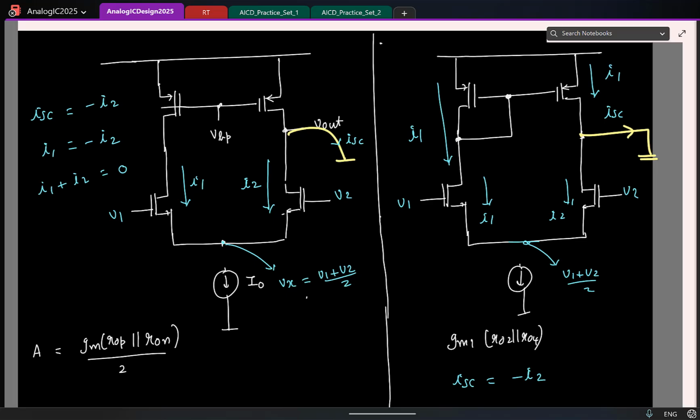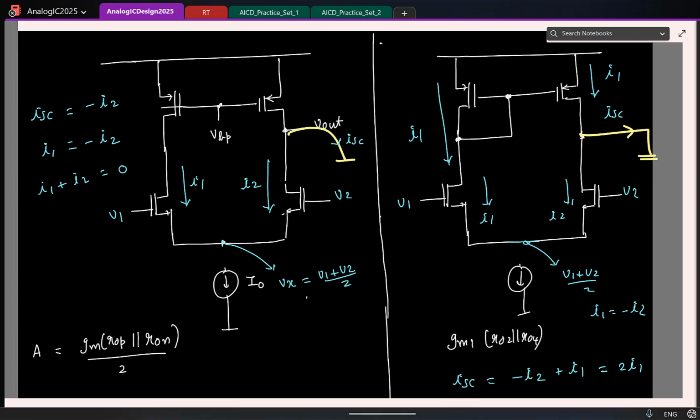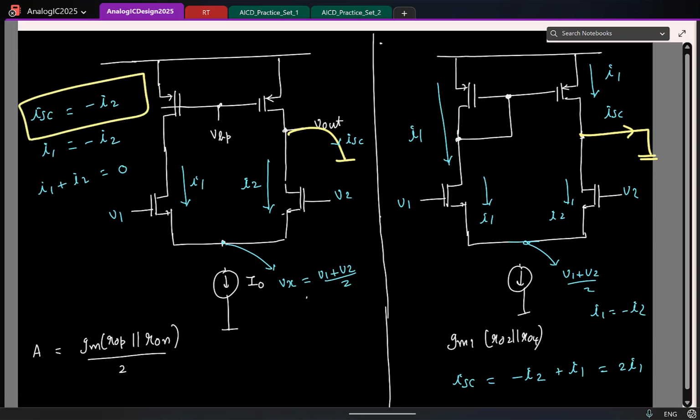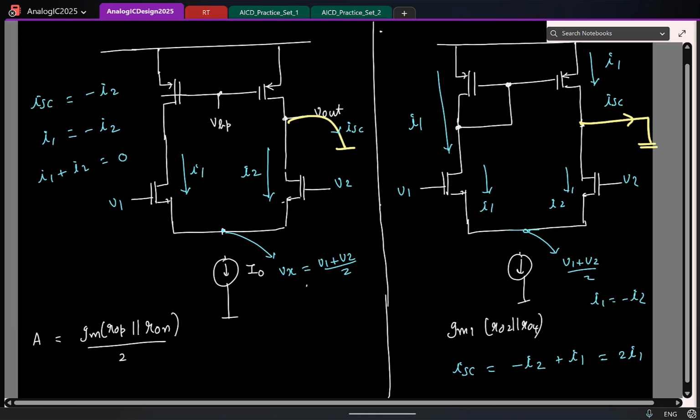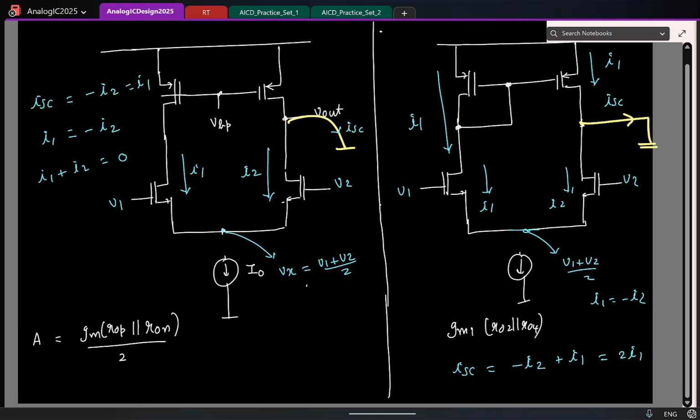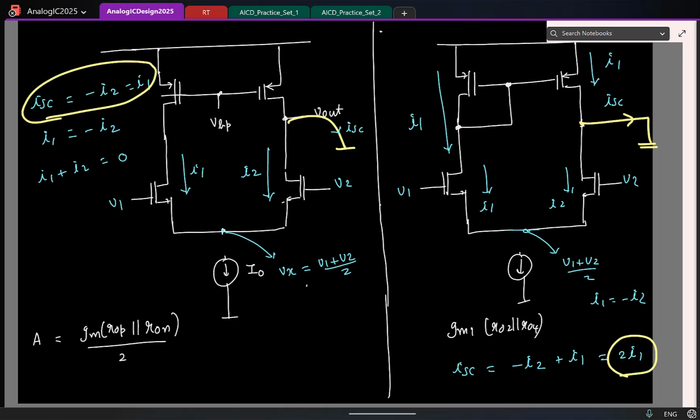That's how we calculated also, right? So what is my contribution of I1 to the short circuit current? That will just add. And you already know I1 is minus I2. So you'll have 2 times I1. Whereas here I have essentially short circuit current equal to I1. So this is equal to I1, whereas here I have 2 times I1.